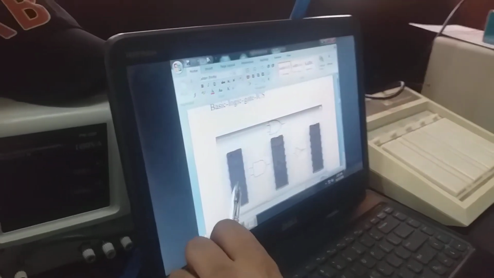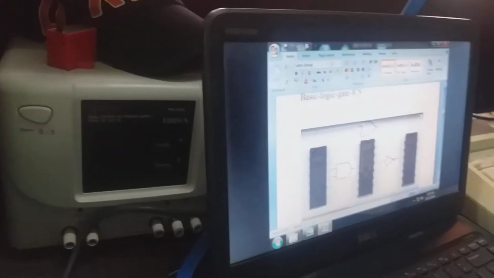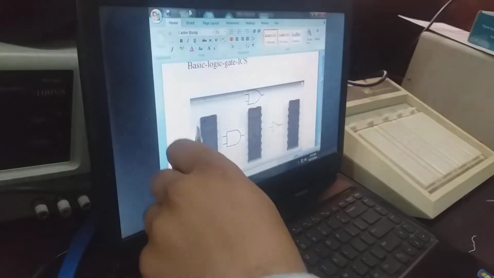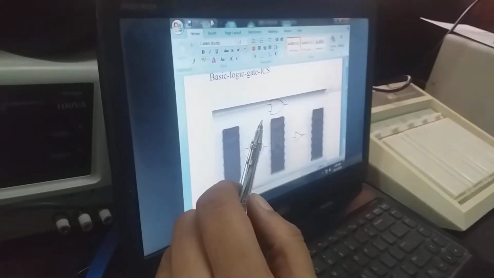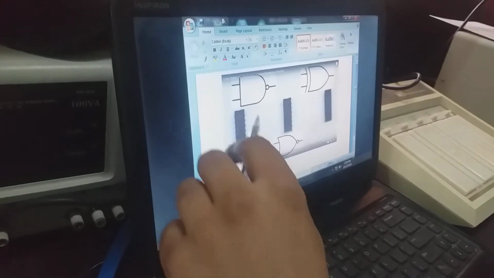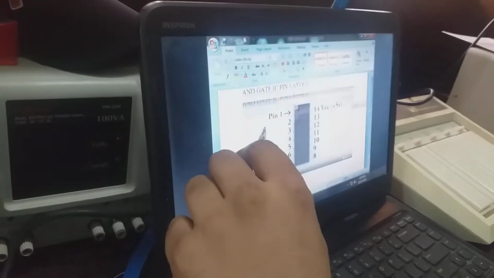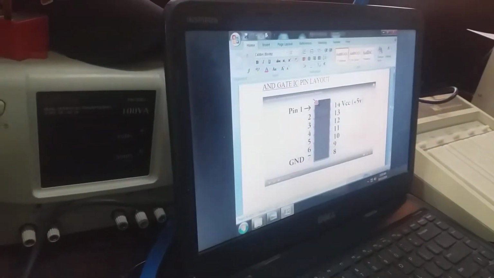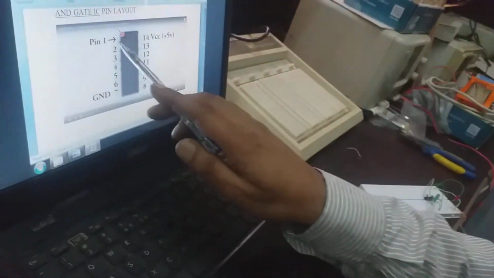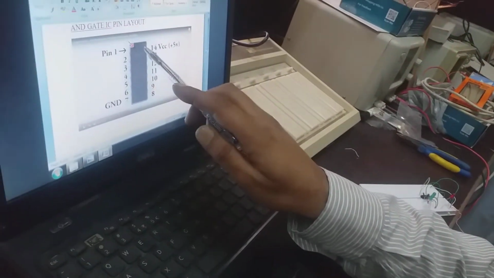So, according to this, if I show you the IC for the AND gate, this is the IC that I already deployed in this circuitry. It's a 14-pin IC, right? And here it is, the internal schematic of the pins, from pin number 1 up to pin number 14. This is the cut side.